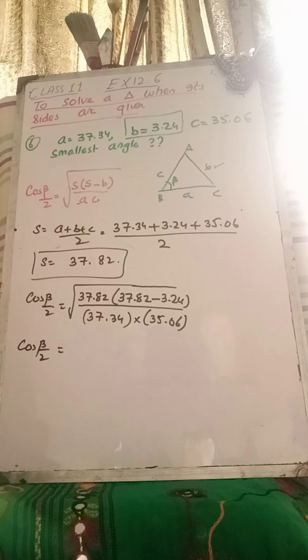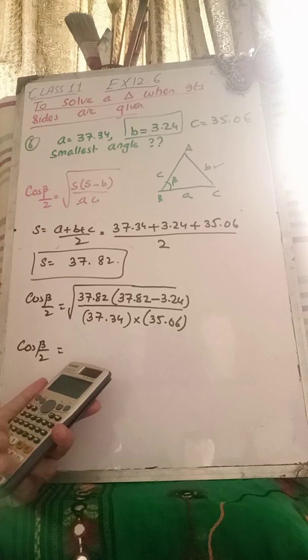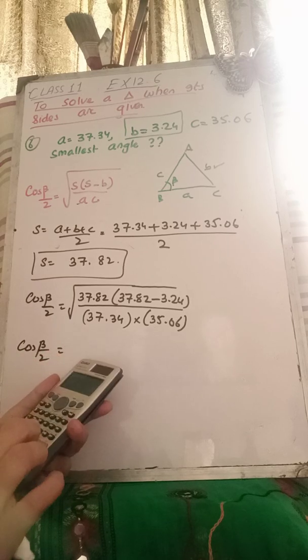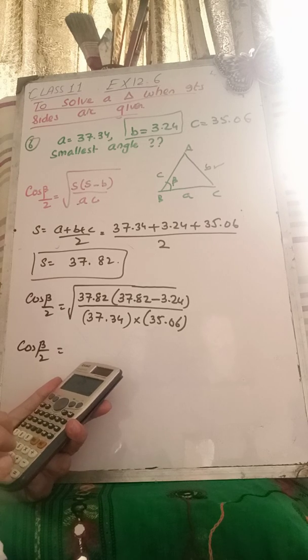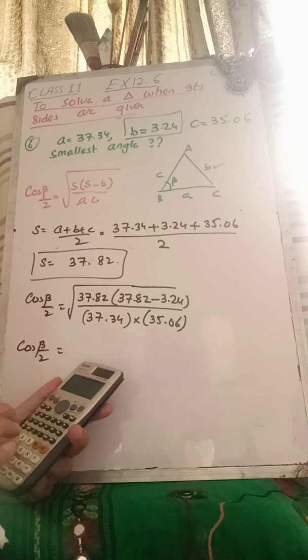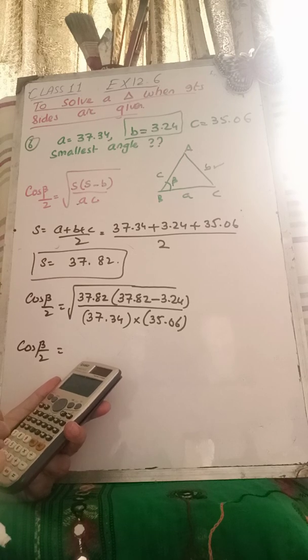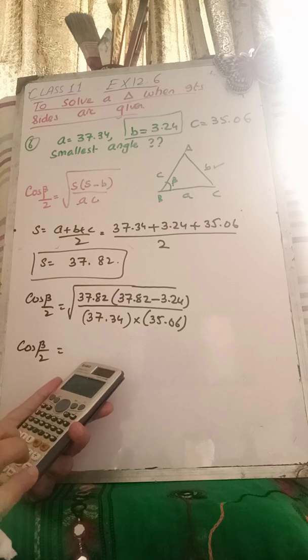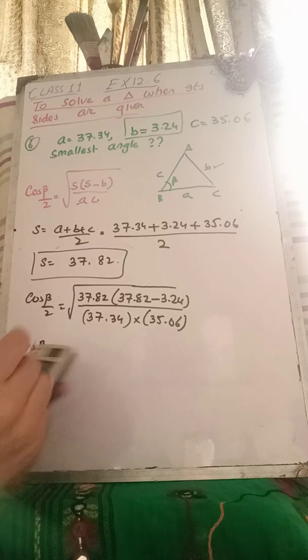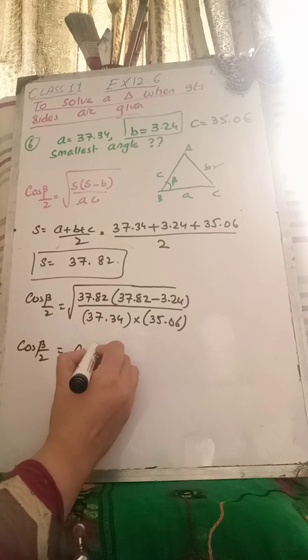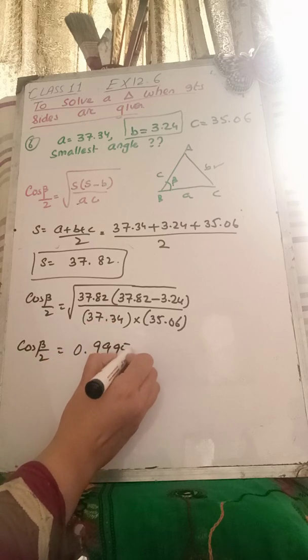This will be 37.82 minus 3.24 into 37.82 divided by 37.34, and then divide by 35.06, taking the root of both the sides. We are going to get 0.99, and then taking the cos, let me write it down, 0.9995.